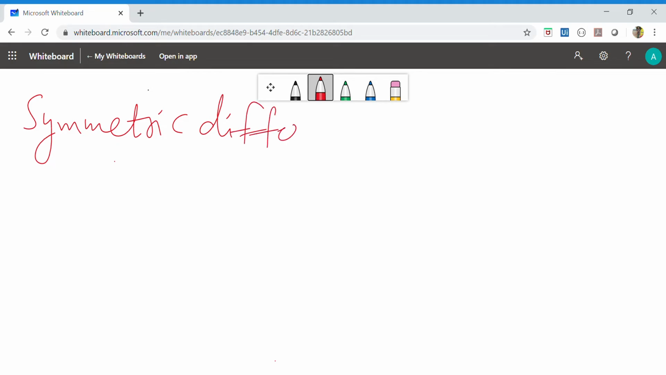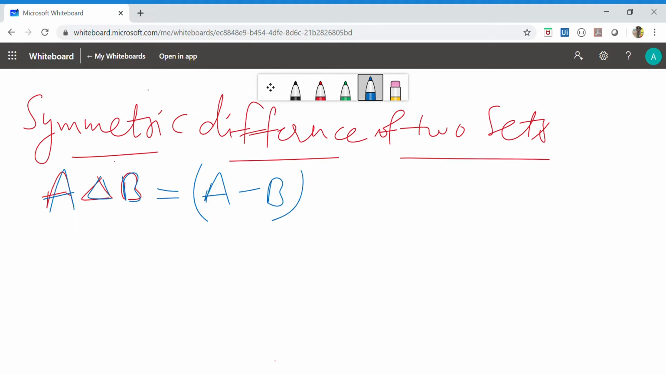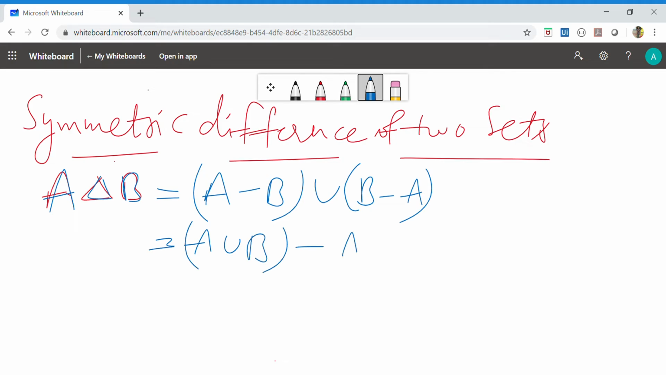Symmetric difference of two sets A, B. Suppose this is represented by A delta B. So A delta B can be written as A minus B union B minus A, or A union B minus A intersection B.